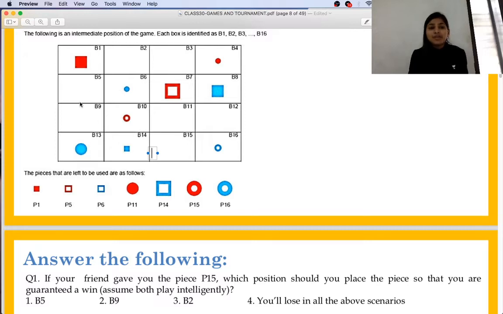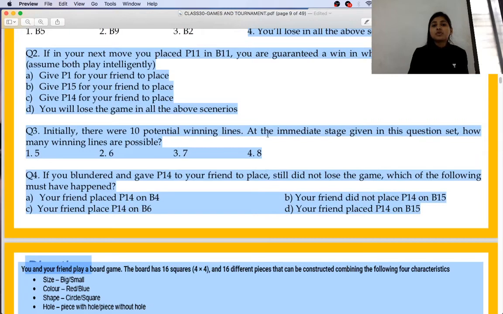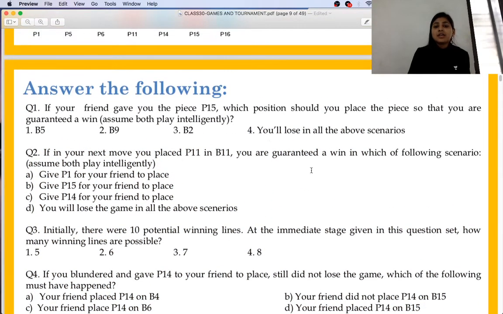Same if you place it in B5, the same thing I explained for B9, the same explanation is there for B5. That means in all the 3 cases you will lose. The answer is option 4. Clear? The answer is option 4. You will lose in all the above scenarios.